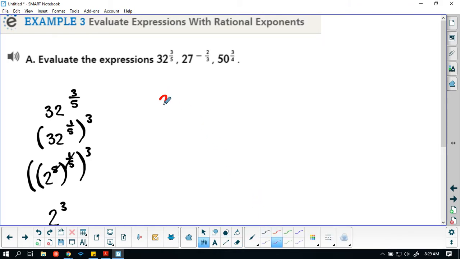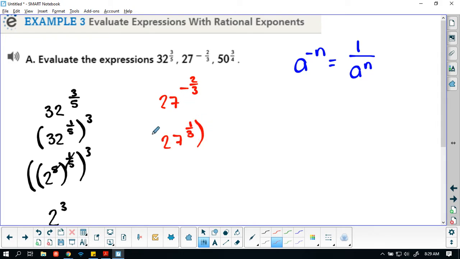Okay, let's look at 27 to the negative 2/3. Now this goes back to some prior knowledge of an exponential property. If I have a to the negative n, this now becomes 1 over a to the positive n. You essentially take the reciprocal when dealing with a negative exponent. So let's break this apart. I'm going to do 27 to the 1/3, and I'm going to keep this negative till the end, to the negative 2.